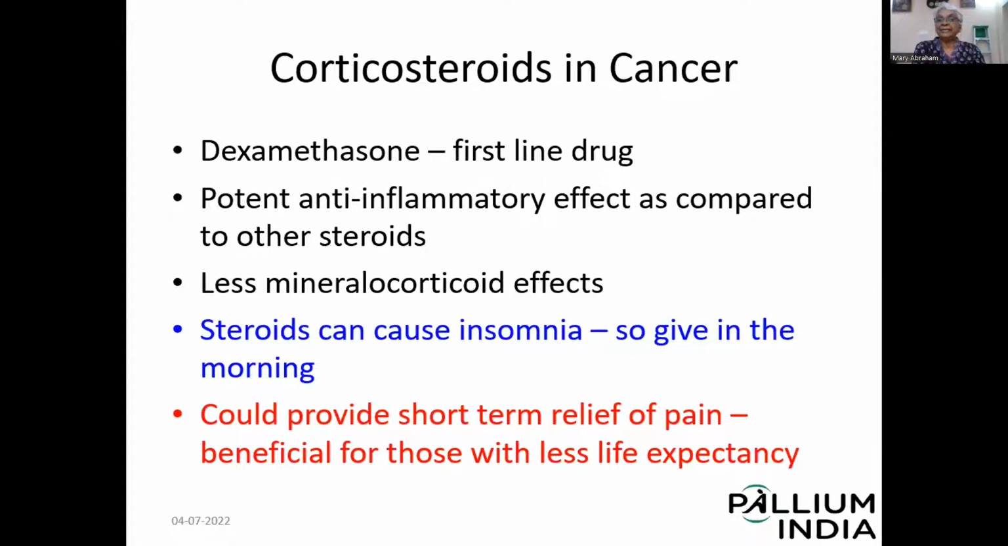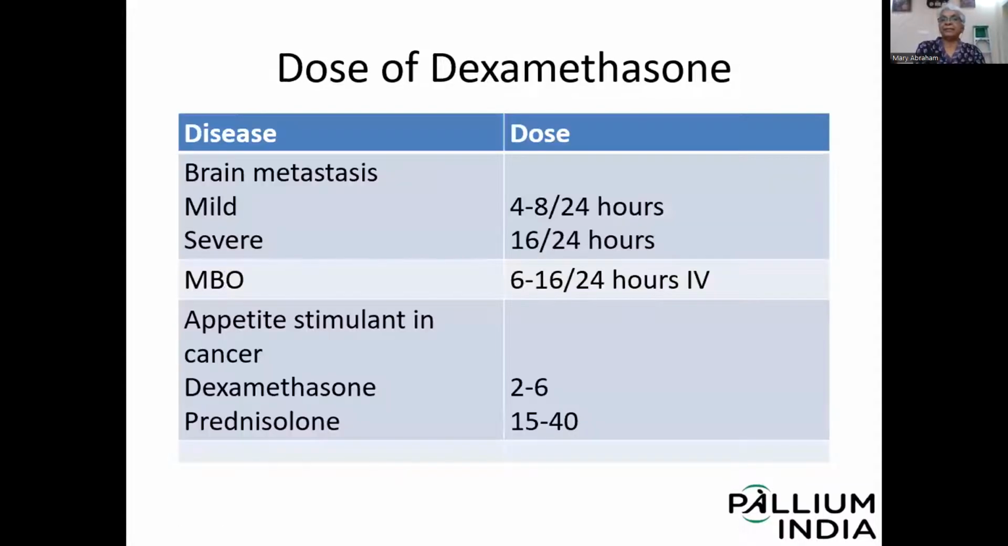Like I said, it has a very potent anti-inflammatory action with less mineralocorticoid effects, so less chances of sodium and water retention. But because it can cause insomnia, it's given in the morning. It has been found that steroids provide short-term relief of pain, and it is beneficial for those patients with less life expectancy. These are the doses for metastasis: 4 to 8 mg up to 16 mg. For malignant bowel obstruction, 6 to 16 mg as a 24 hour infusion. It can also be given as an appetite stimulant in cancer.